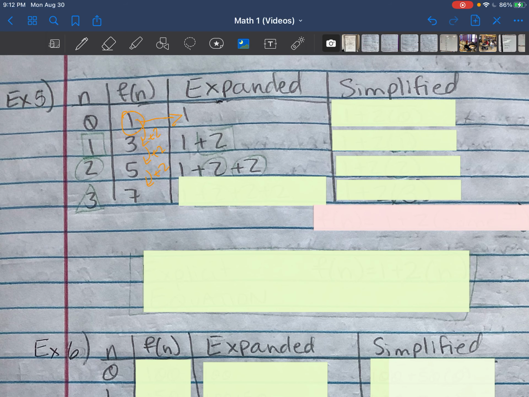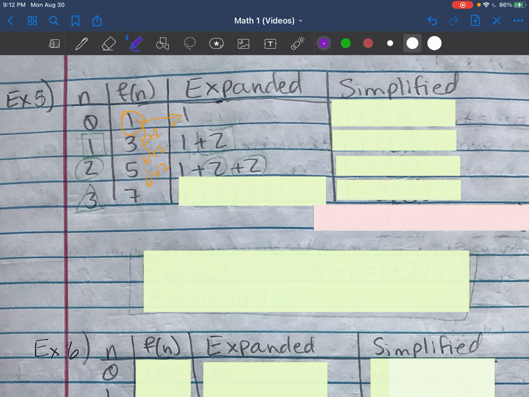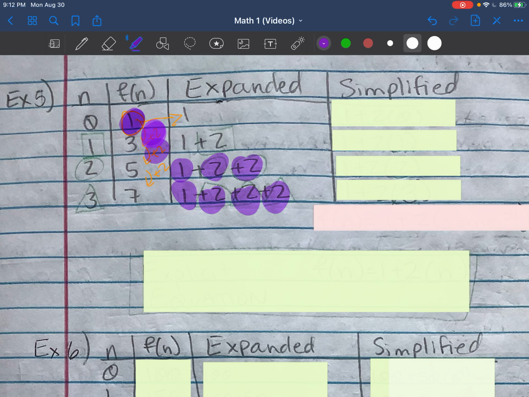Because starting from this number 1 up here, we added 2 and added 2 again. So that's why we have 1 plus 2 plus 2. Which means for this last one, we're going to have 1 plus 2 plus 2 plus 2, because we started from 1 and added 2 three times. That is always how our expanded works. We bring over our first number and then keep going down our table with how much we added, our common difference. Now in this case, our common difference is 2.